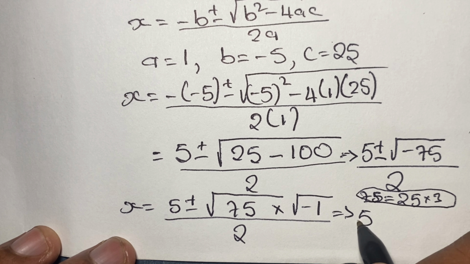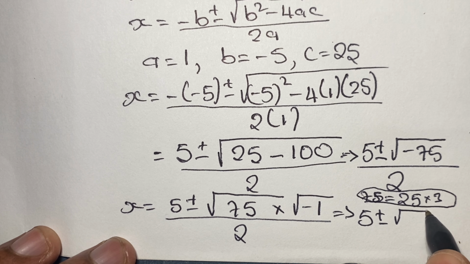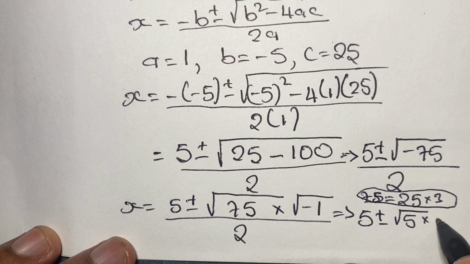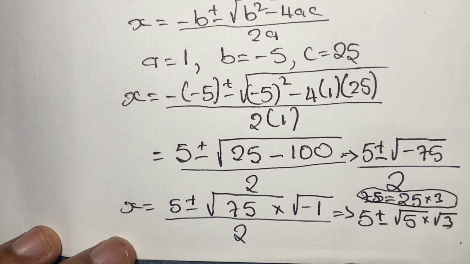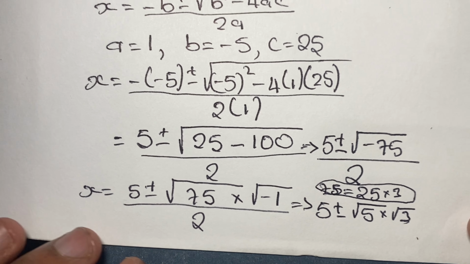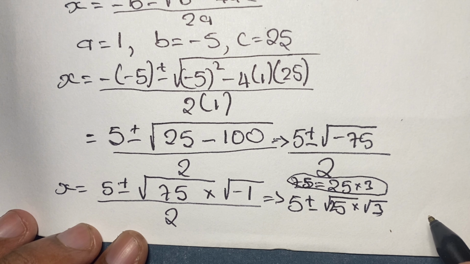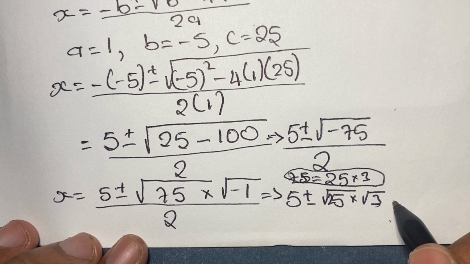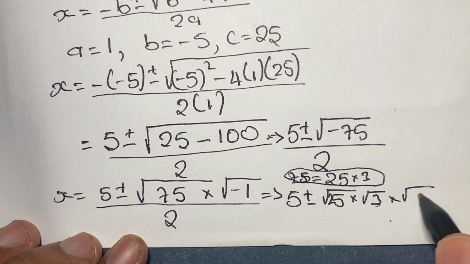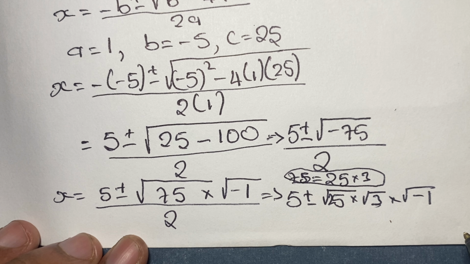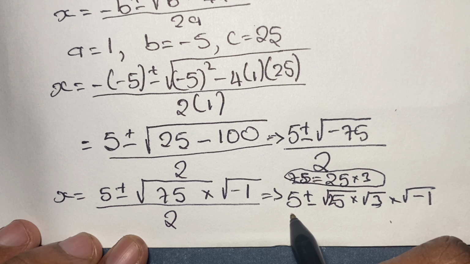So then from here we have x is equal to 5 plus or minus the square root of 25 times the square root of 3. And we will also have this times the square root of negative 1. And again, this is all over 2. Let's not forget that.